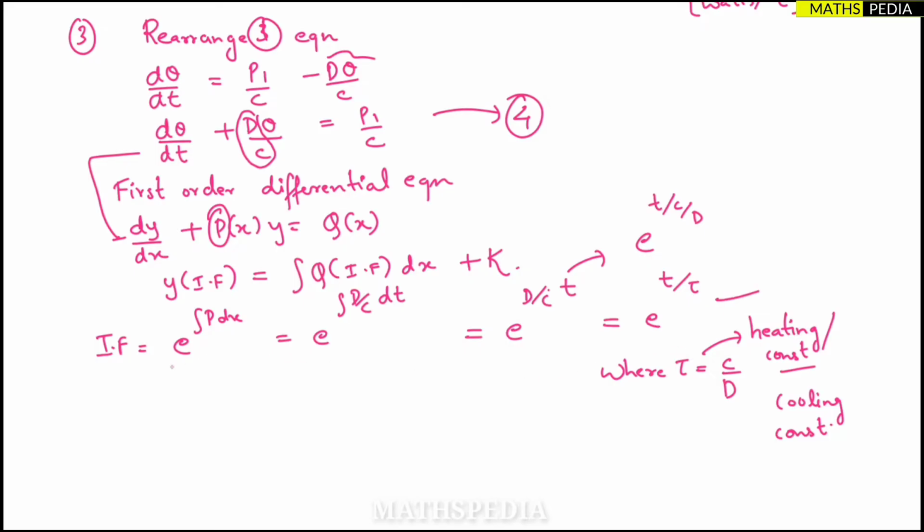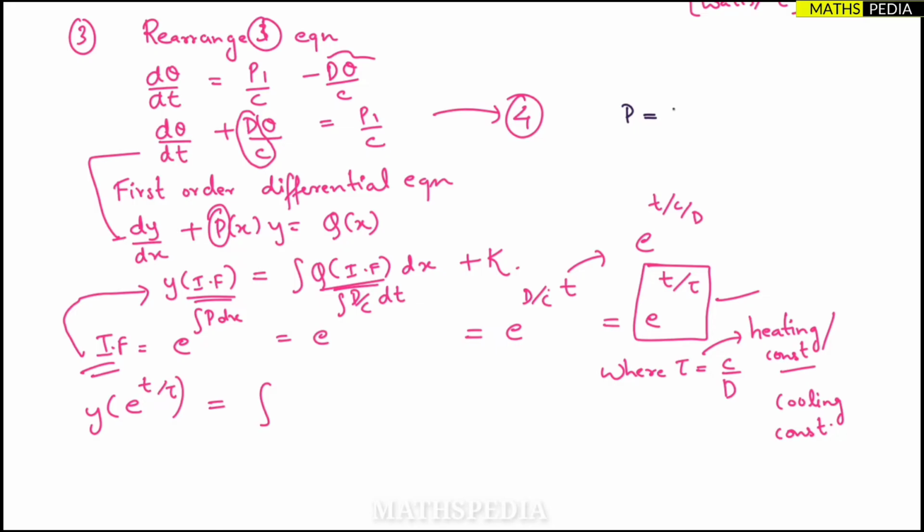So we got the integrating factor. Now we have to substitute in this equation. So that is nothing but y times the integrating factor, which is nothing but e power t by tau. This is only the integrating factor. Okay, e power t by tau is equal to the integral of q times the integrating factor. What is q here? Q you have to compare, right?